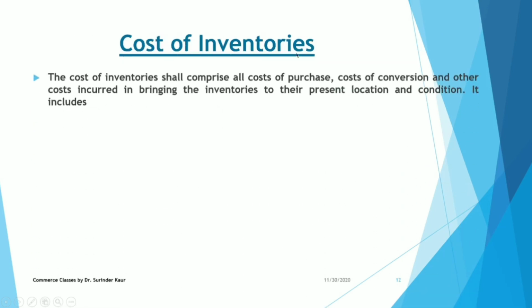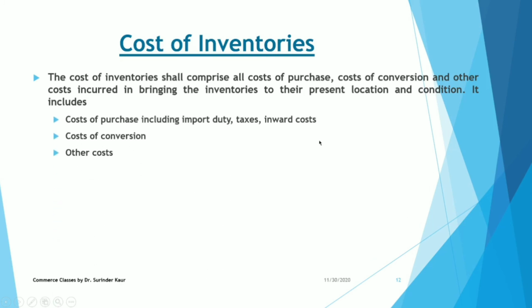Now, let us take up these two components in detail again. The cost of inventories shall comprise all costs of purchase, costs of conversion, and other costs incurred in bringing the inventories to their present location and condition. That is, if you incur any cost to bring the inventories to the place where you are going to make the sale happen and in the form in which you can sell them, then all these costs will be a part of cost of inventories. So this will include all types of inward cost, like you might be paying some kind of, say, octroi taxes, or you might be paying loading charges, to bring the inventories into the business. So these will be a part of your cost of inventories.